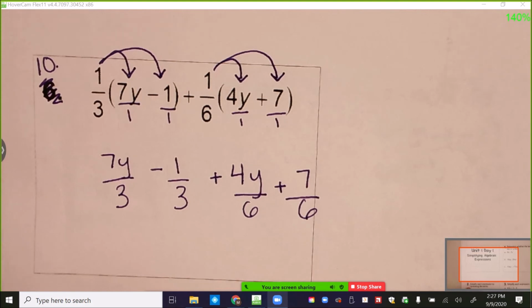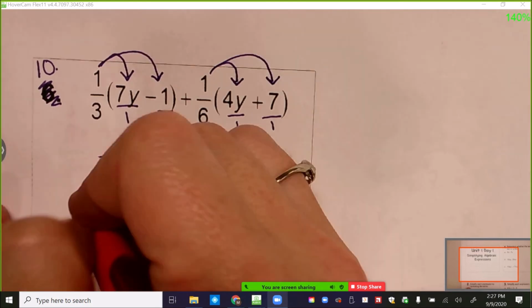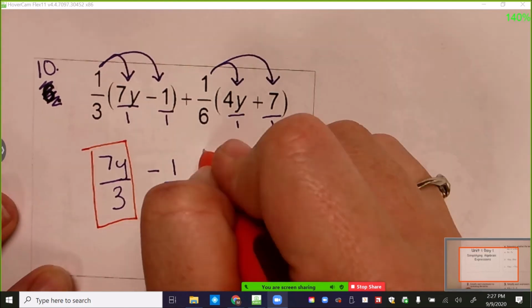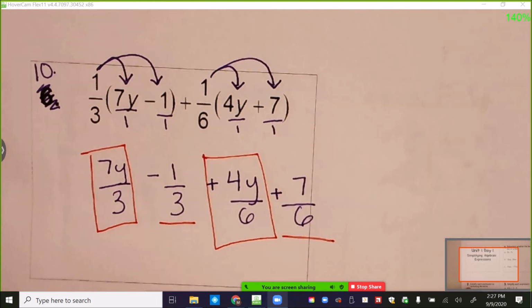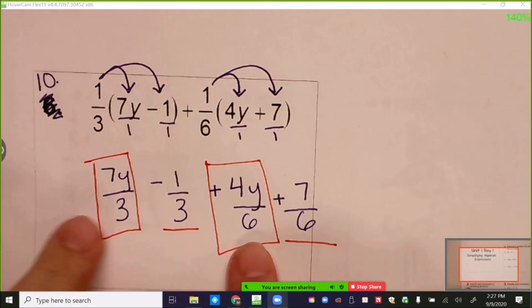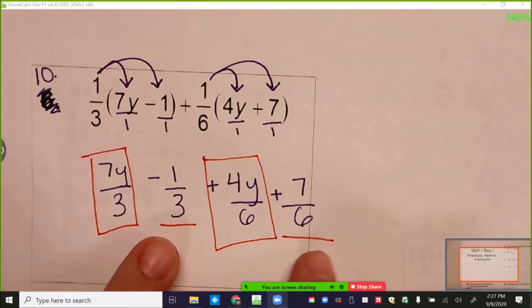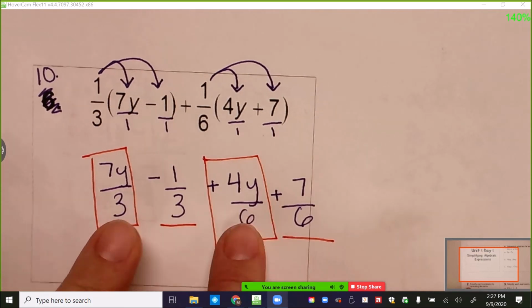Now, don't take this as a trick question, but it kind of has thrown people off today. What are my like terms? Just the denominators. No. What makes a like term? We talked about this earlier. The variables. So what are my like terms? 7y over 3 and 4y over 6, and then -1/3 and positive 7/6 are like terms, because they have no variable. Does that make sense? Can I combine either of these right away? No. So let's just focus on our boxes first.